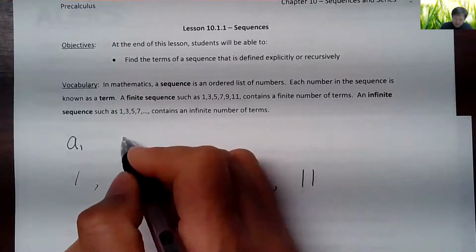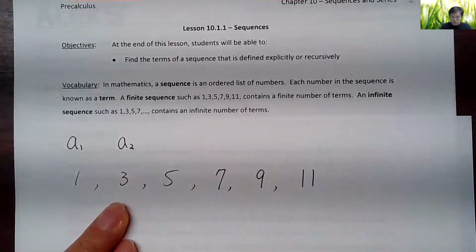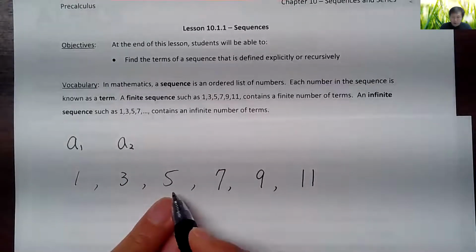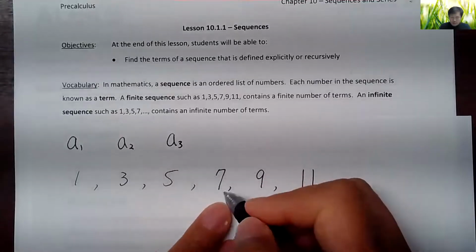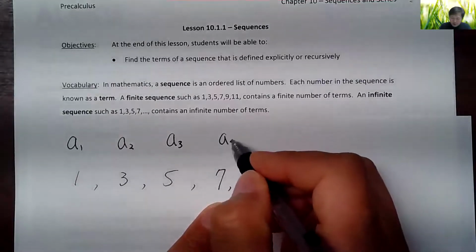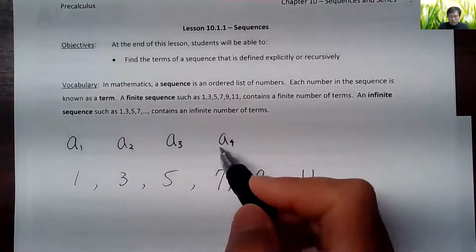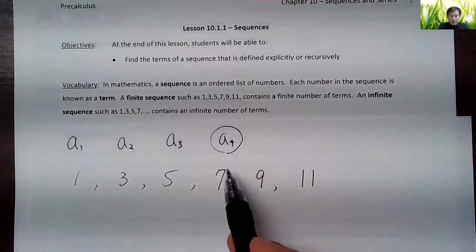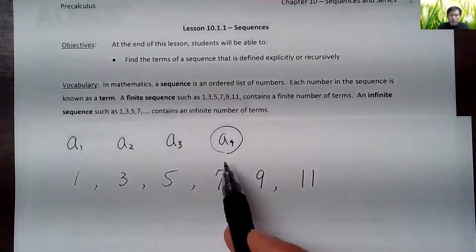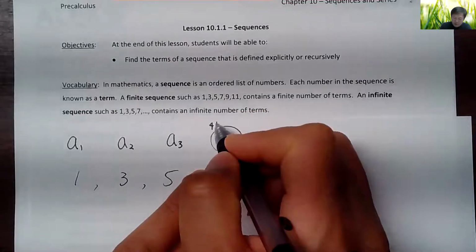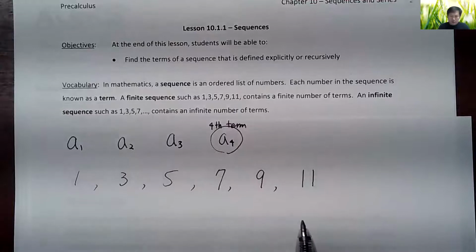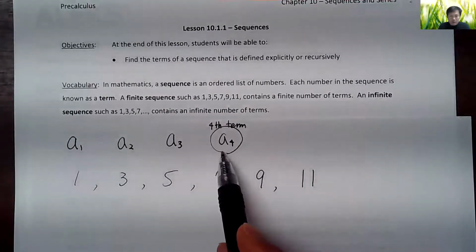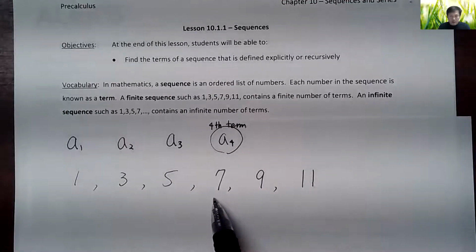Second term, we label that a sub 2. Third term, a sub 3. Fourth term, a sub 4. So a sub 4, what does that mean? That means fourth term. So if I ask you what is the value of a sub 4, it should be 7 in this sequence.